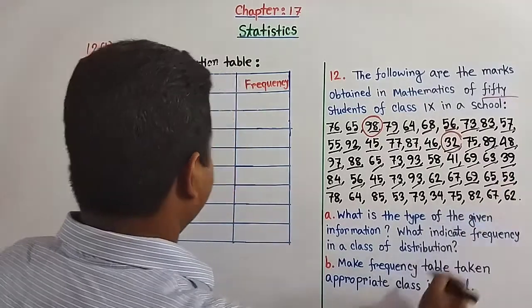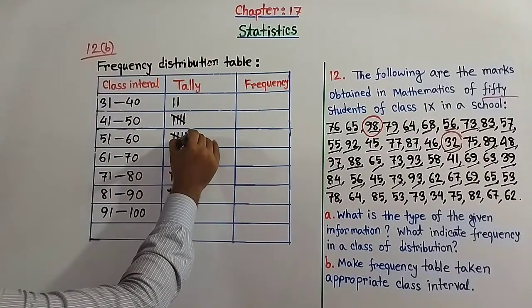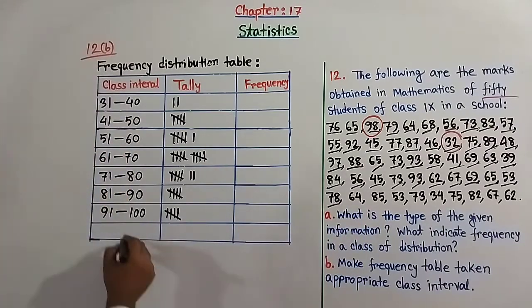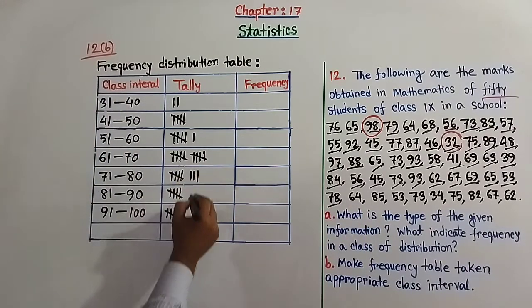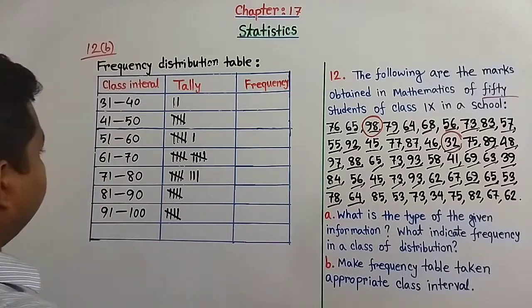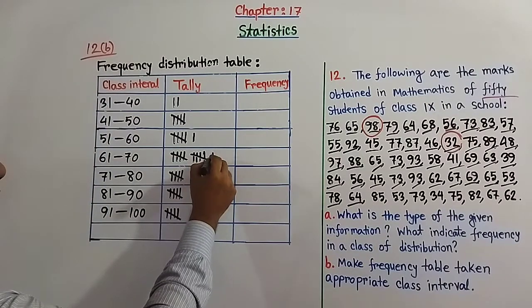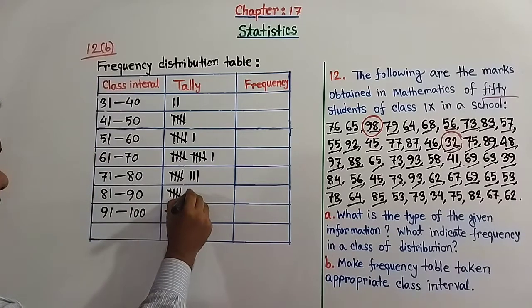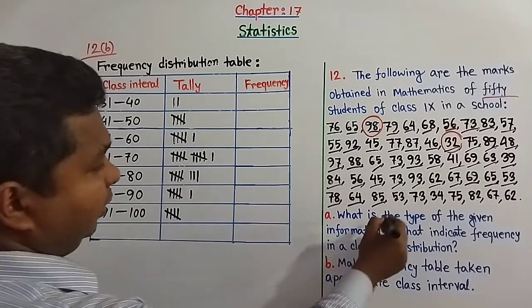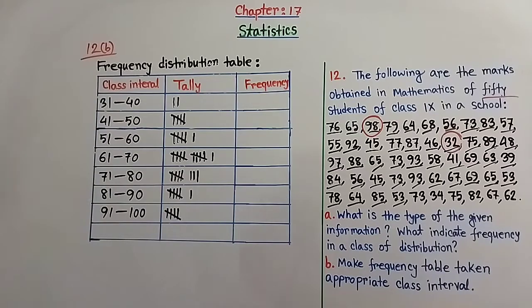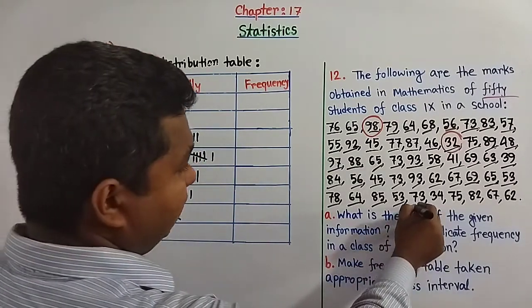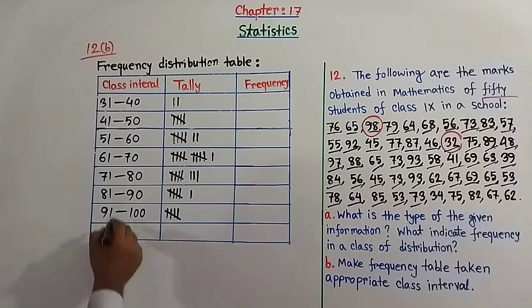Then 53. So for 53 this one. Then 78. So for 78 this one. Then 64. So for 64 this one. Then 85. So for 85 we'll get this one. Then 53. So for 53 we'll get here. Then 73. 73 will be here.